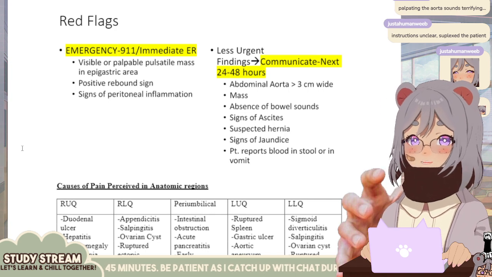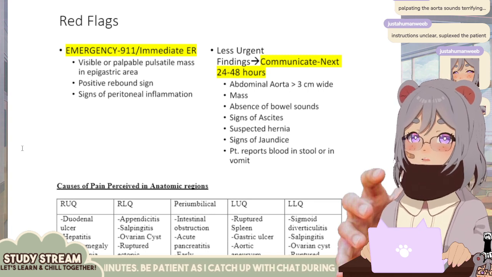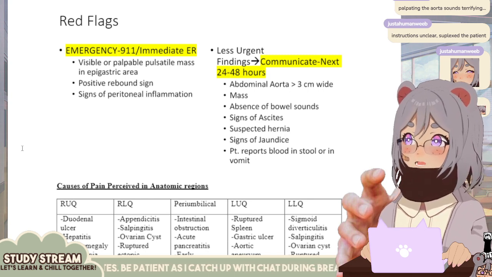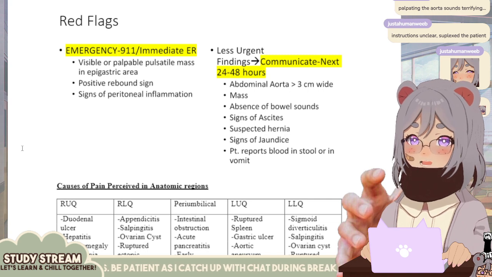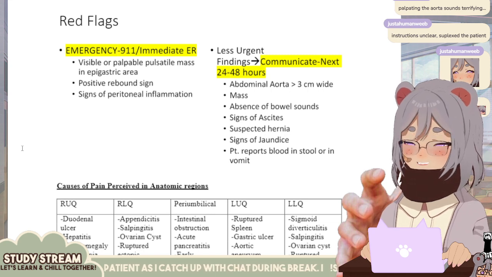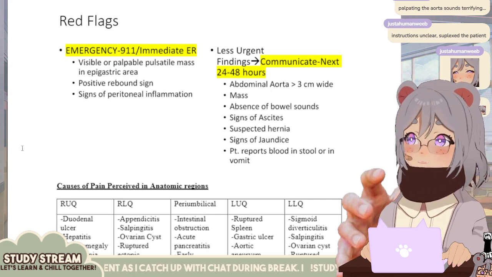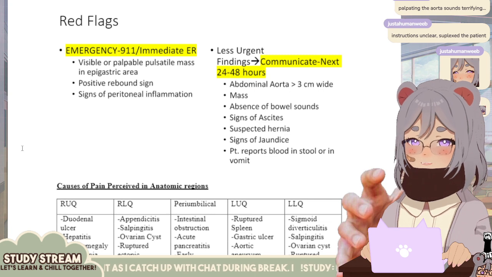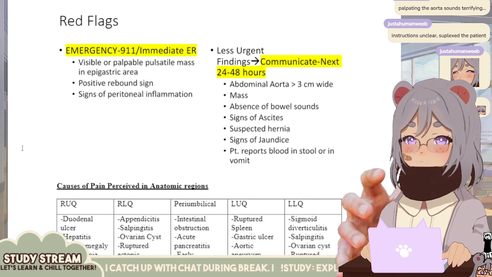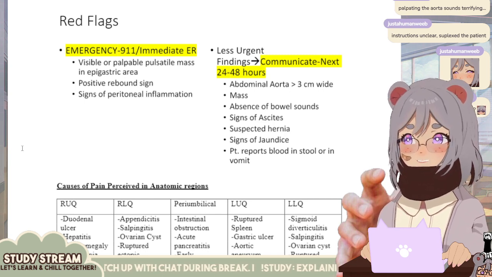But our less urgent findings, something we're going to communicate to our doctor within 24 to 48 hours, are: the abdominal aorta if the width is more than 3 centimeters wide. If we suspect a mass anywhere else that isn't the epigastric area. The absence of bowel sounds can be very concerning, because it's kind of like, brother, why are you not digesting? Signs of ascites, suspected hernia, like maybe you see something and you're like, that's a little weird. Signs of jaundice, that yellowing of the skin, because it can indicate something wrong with the liver. And or the patient reports blood in their stool or their vomit. That's definitely something where it's like, okay, go see your doctor. It's not normal to vomit blood.